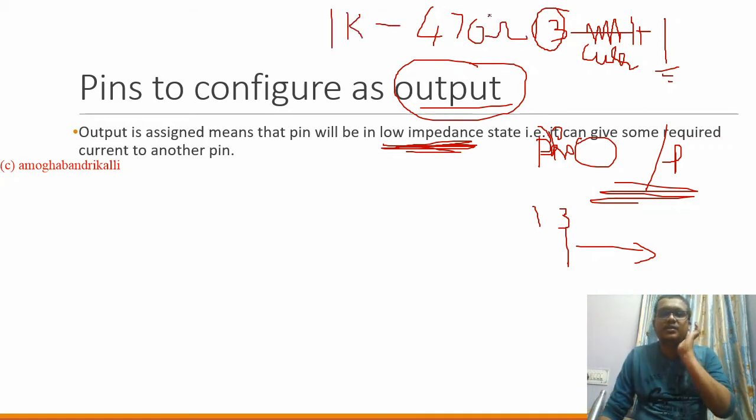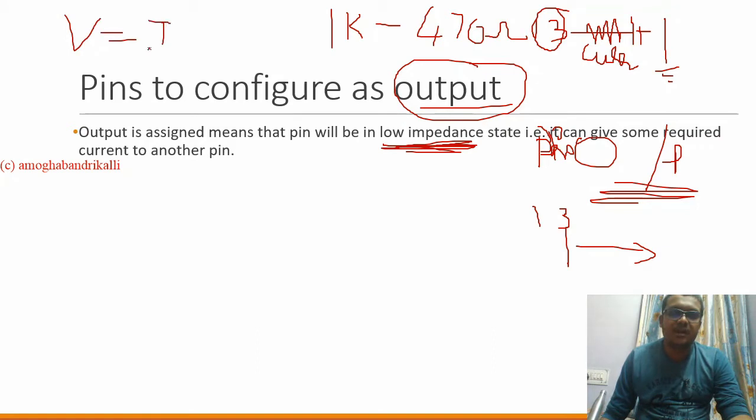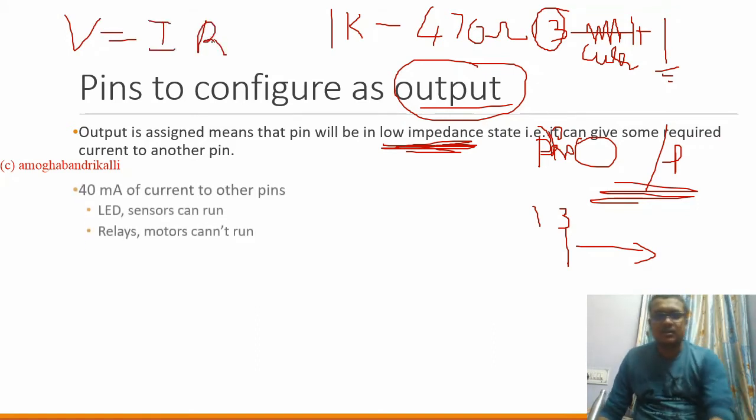So this is a range of resistance that we are going to connect. Why are we going to choose it? Again, we are going to have some equation: V is equal to I times R.